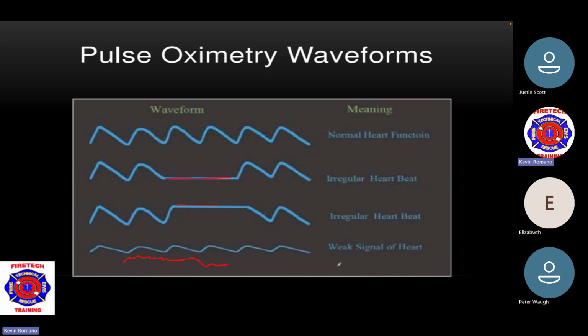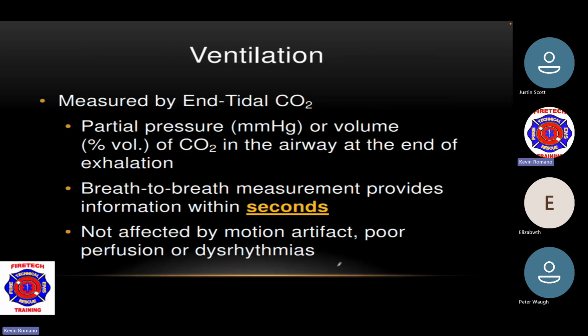Okay, now let's go into ventilation. So ventilation is measured by end tidal CO2. And the reason why it says end tidal, we'll cover that here in a little bit, and where that end tidal reading comes from. But it's a partial pressure or volume of carbon dioxide in the airway at the end of exhalation. It's a breath-to-breath measurement that provides information within seconds and not affected by motion, artifact, or perfusion, or dysrhythmias.